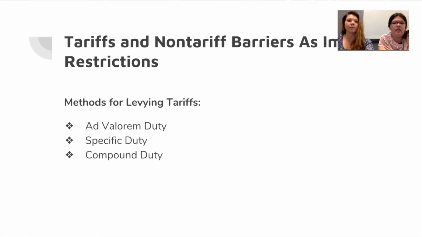Another form is compound duty, which is the combination of ad valorem and specific duties. For example, it would be duties of $2 per pound and 4% ad valorem on chicken imports.